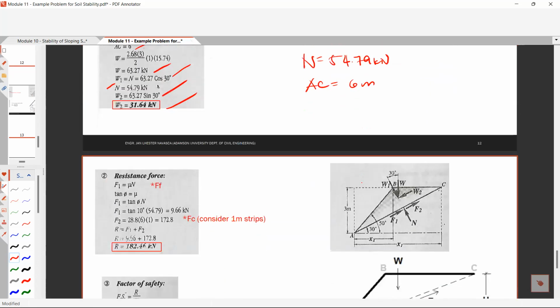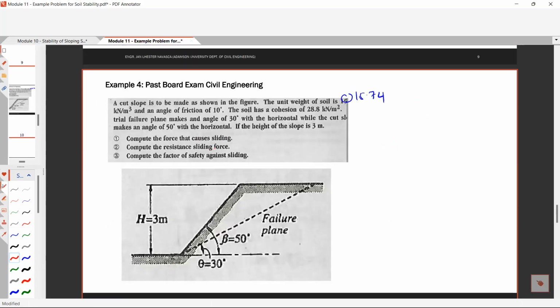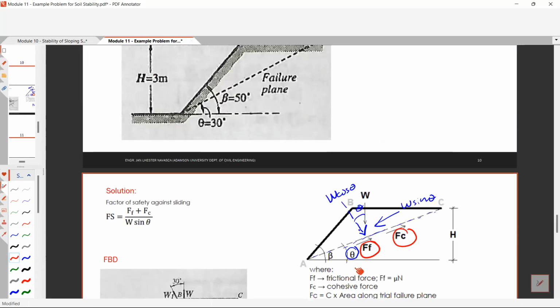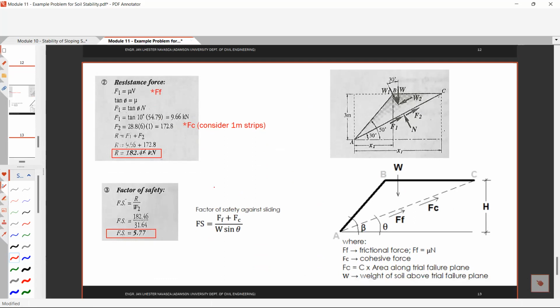Okay, now the problem is asking what is the resistance force, or what are the forces that will resist that sliding force. So basically, that is our capacity. Our capacity is FF plus FC. So let's solve first the FF, the frictional force. According to physics, your frictional force is equal to mu times N, where mu is the coefficient of friction and N is the normal force.